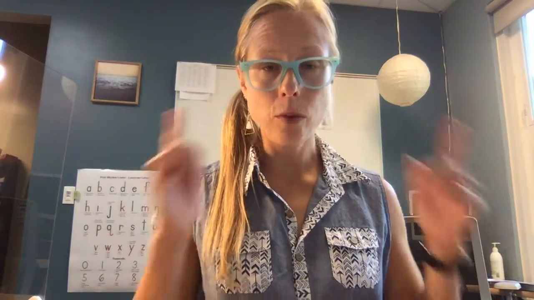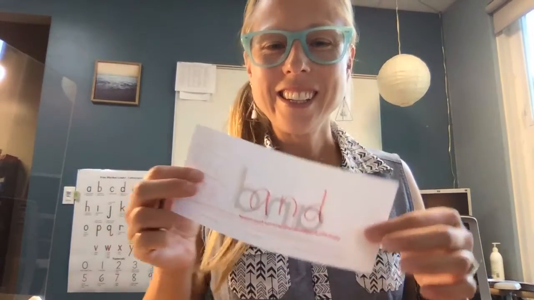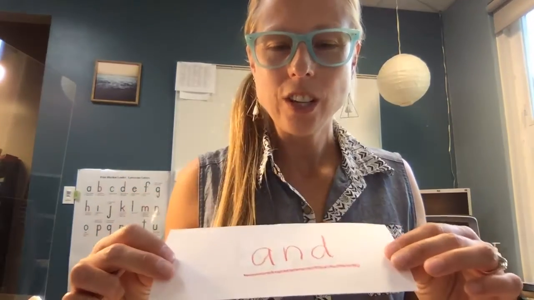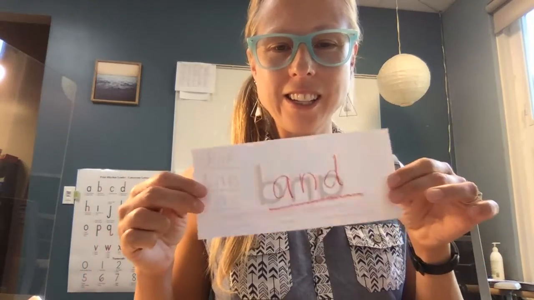Next, we'll have you put that face down so that the white part is facing you, the back of the paper, and spell your word from remembering it, okay? How do you spell the word and? All right. You should have said A-N-D, and.